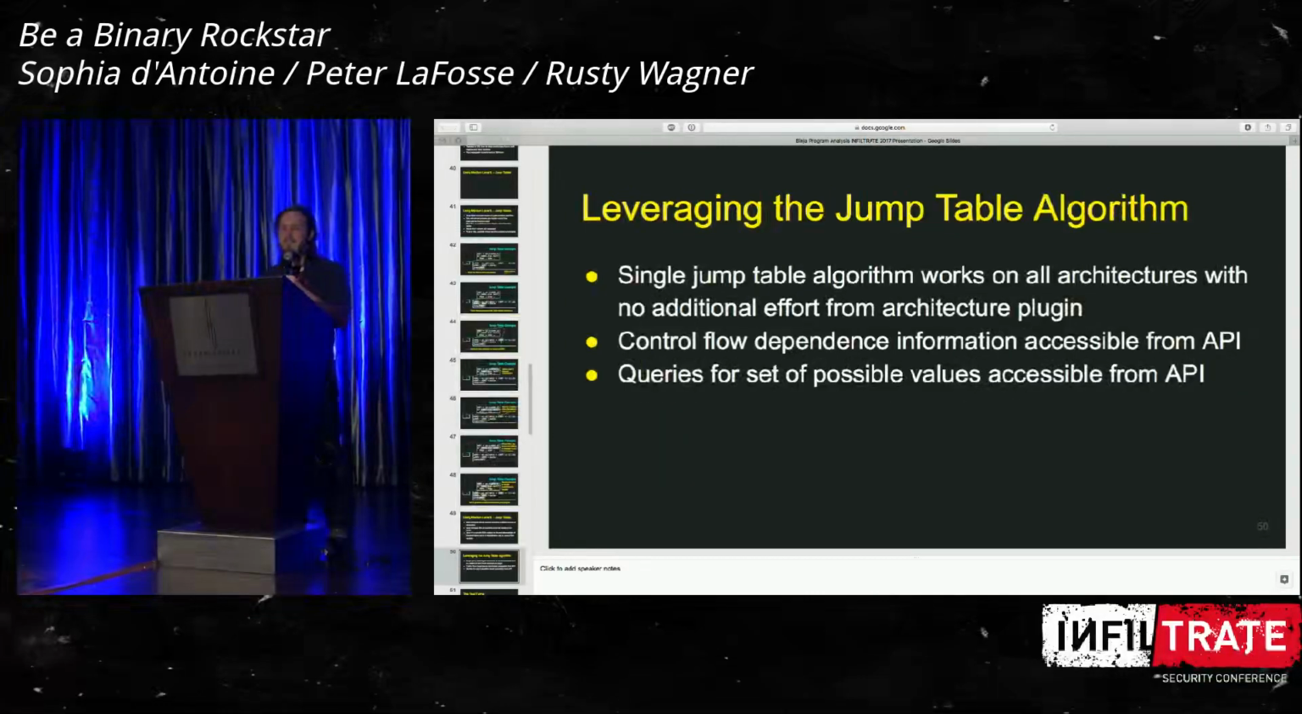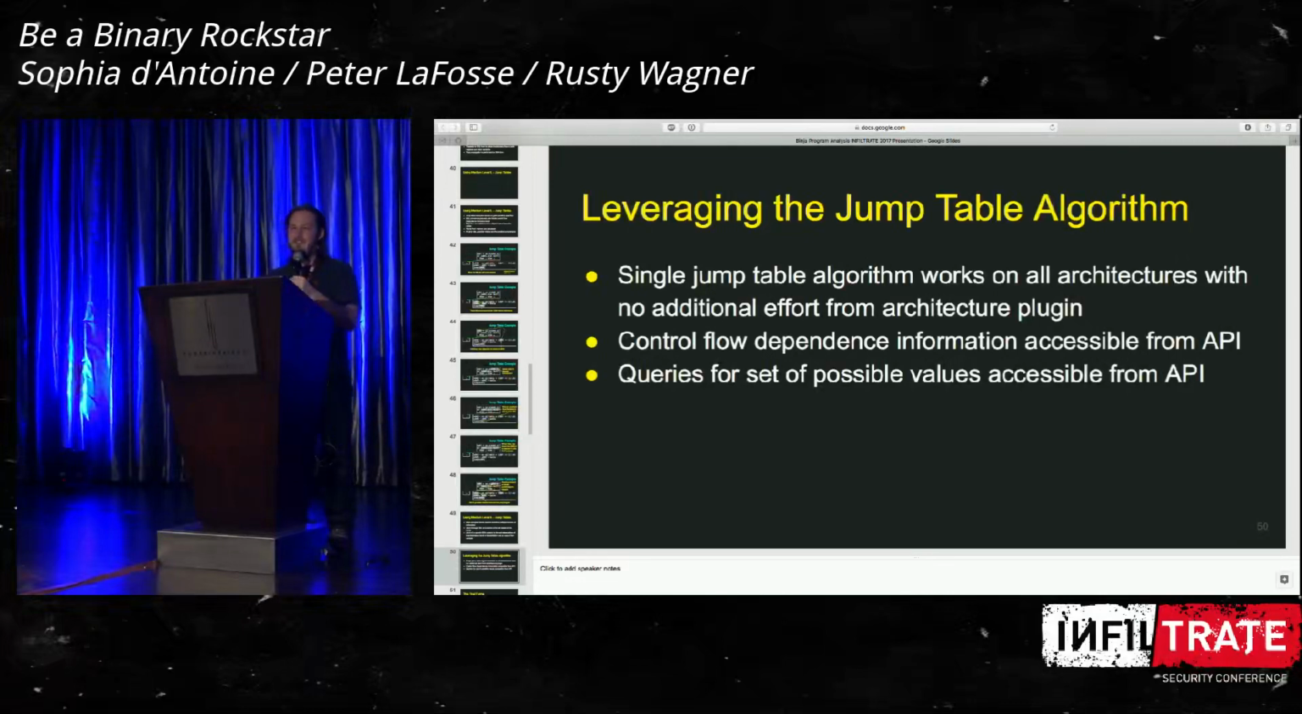So this single jump table algorithm can work on all architectures because it's done entirely on IL. So once you've lifted to IL, it just works everywhere. So jump tables work on current and future architectures with no effort at all from the architecture plugin. It just happens automatically. You don't have to do anything for jump tables.